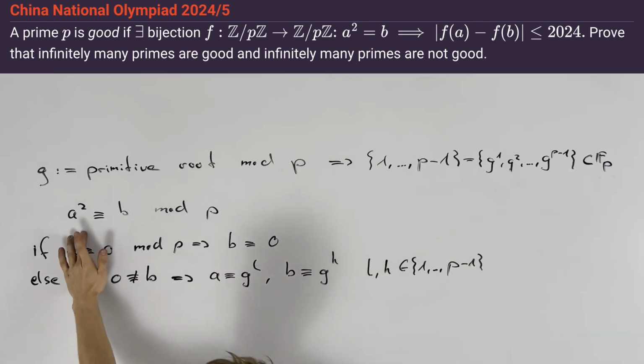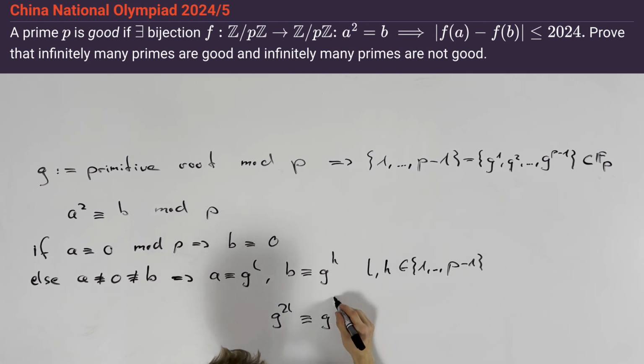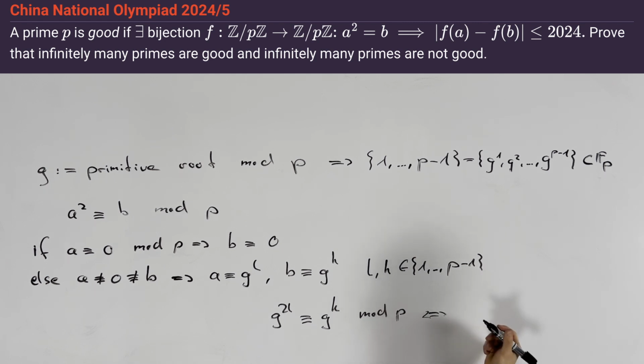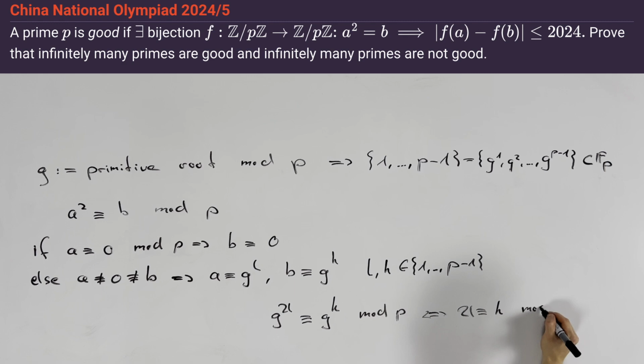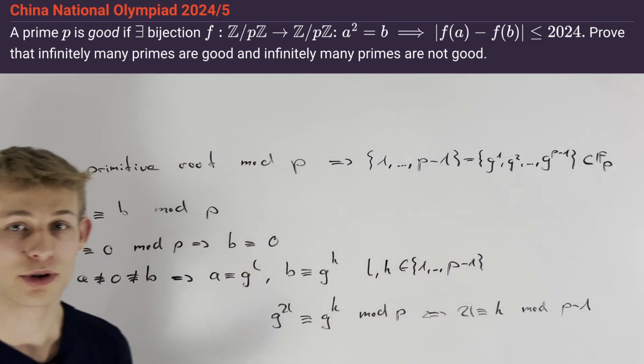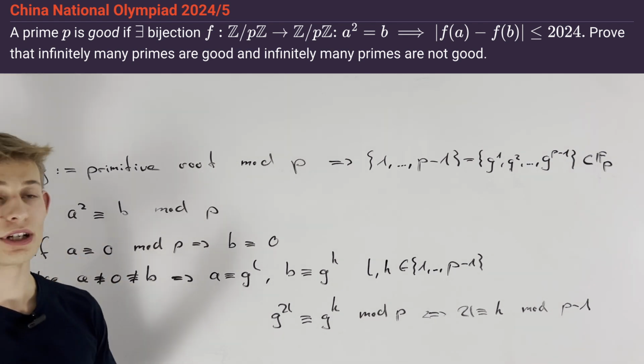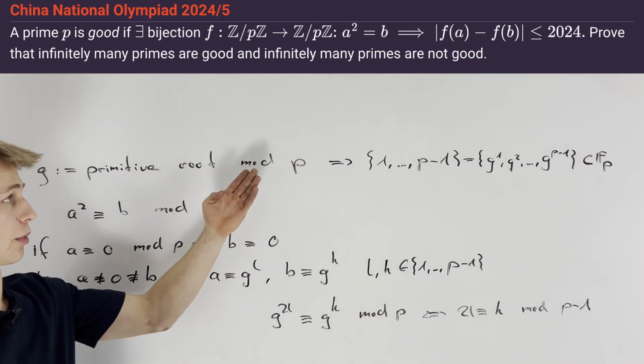Moreover, the equation a² ≡ b implies that g^(2l) should be congruent to g^k modulo p. And now, since g was chosen to be a primitive root modulo p, this is equivalent to the fact that 2l is congruent to k modulo p-1. Now, 2l ≡ k is an equation much more convenient to deal with than a² ≡ b. And therefore, we want to rewrite our problem statement in the following way.